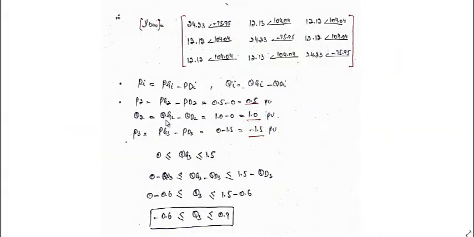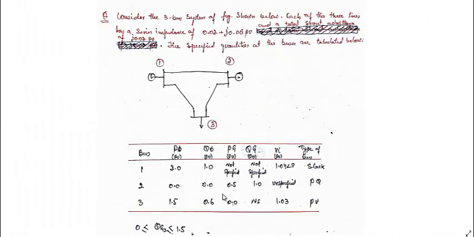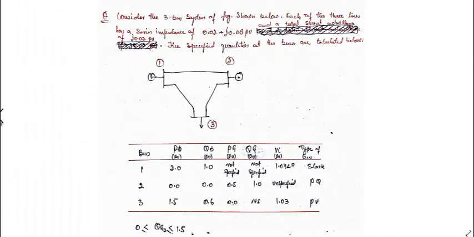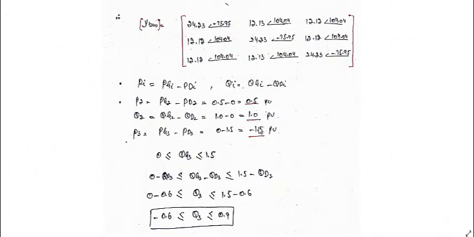Q2 will be equal to QG2 minus QD2, it will be equal to 1 minus 0, which is equal to 1. And P3 will be equal to PG3 minus PD3, it will be equal to 0 minus 1.5, it will be equal to minus 1.5.